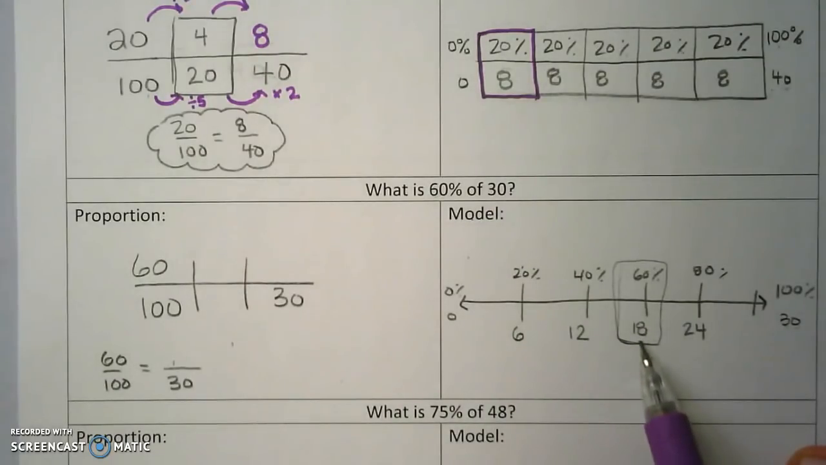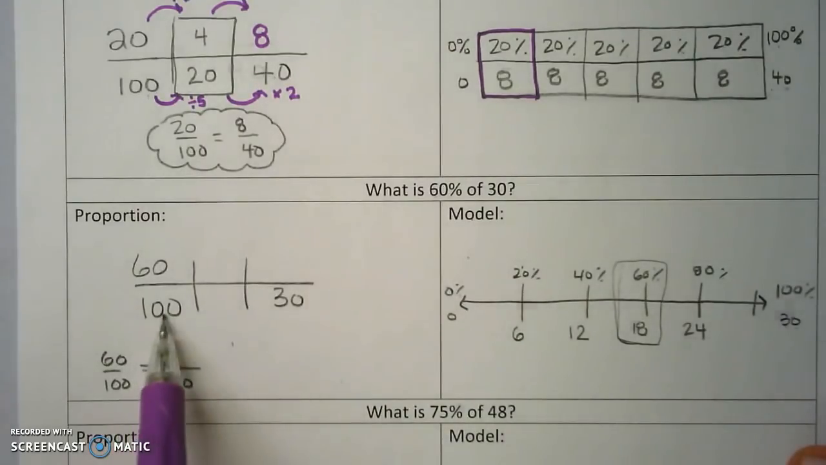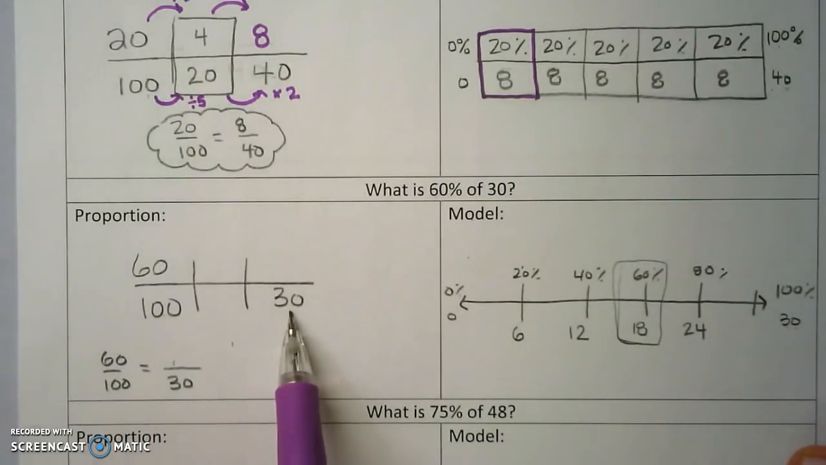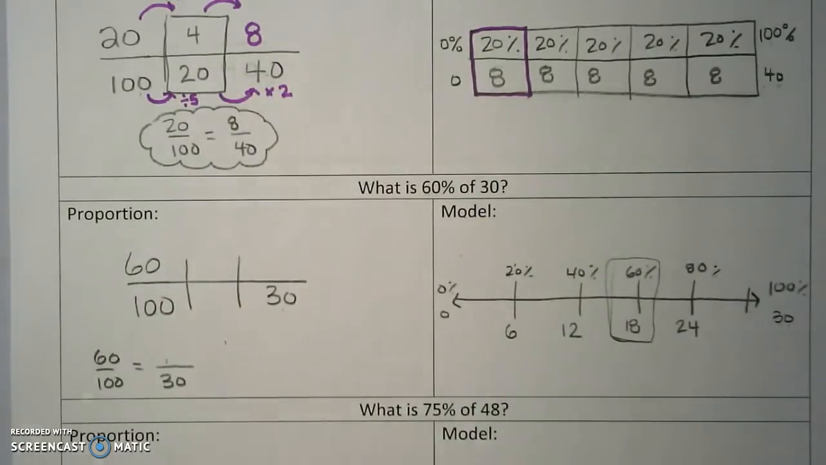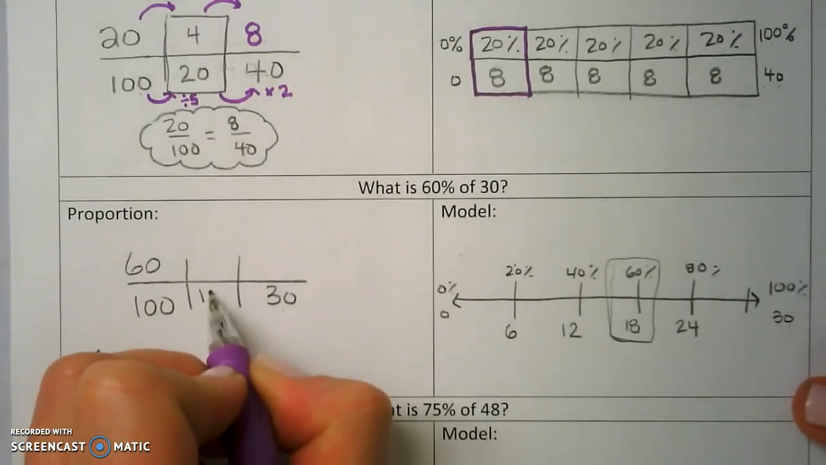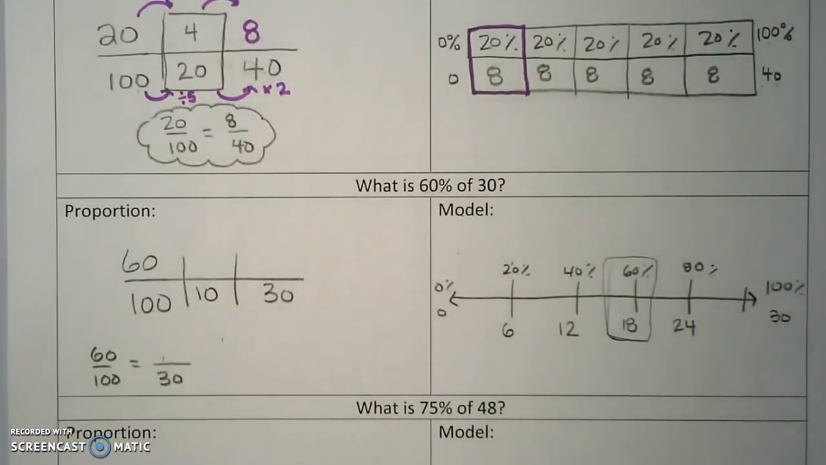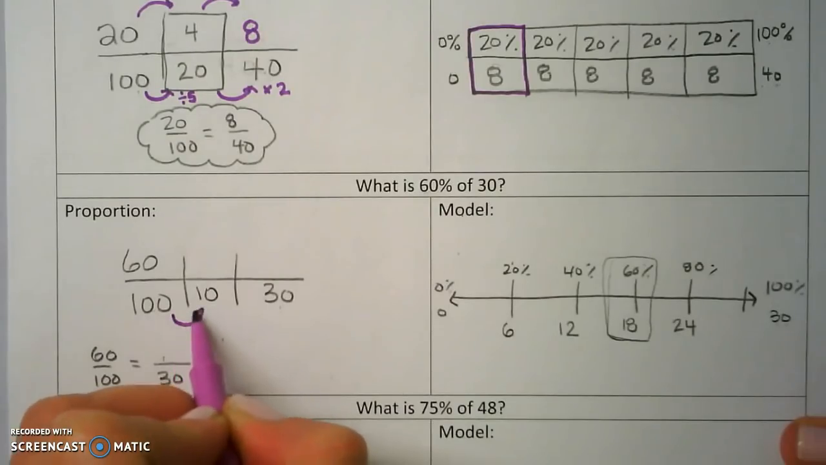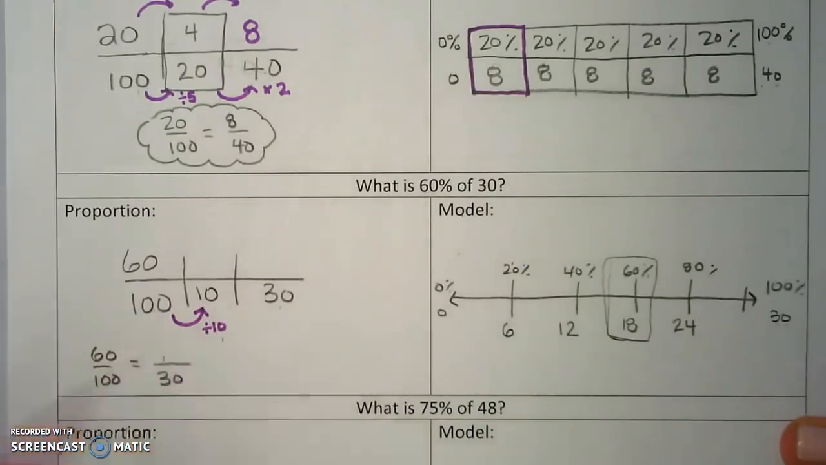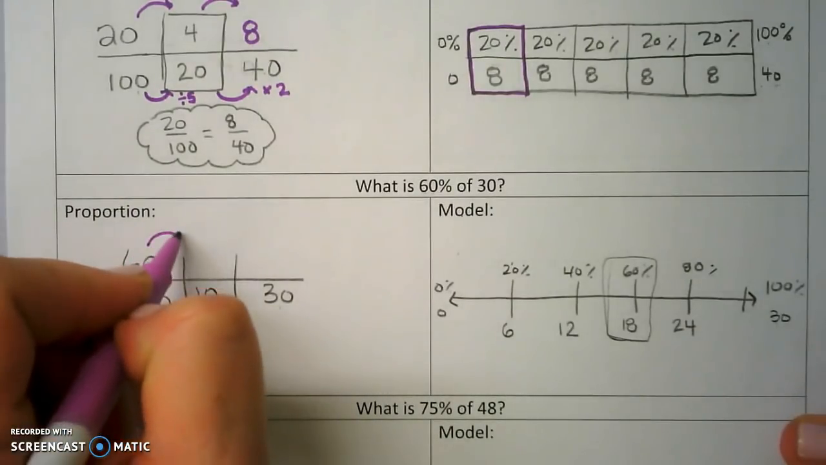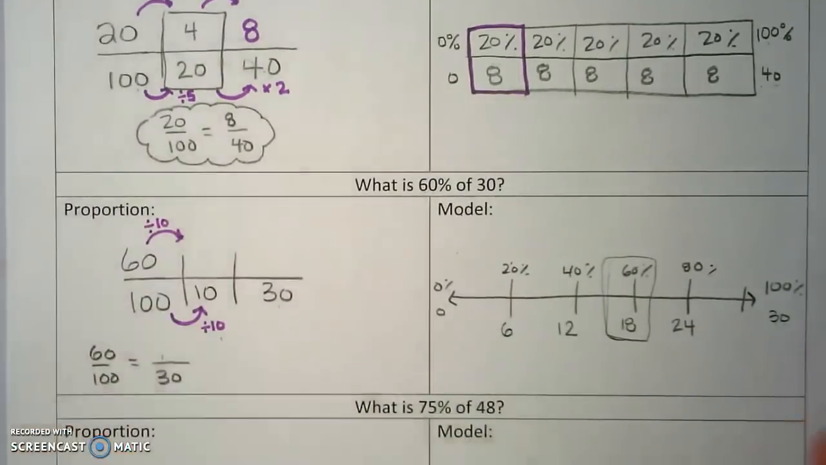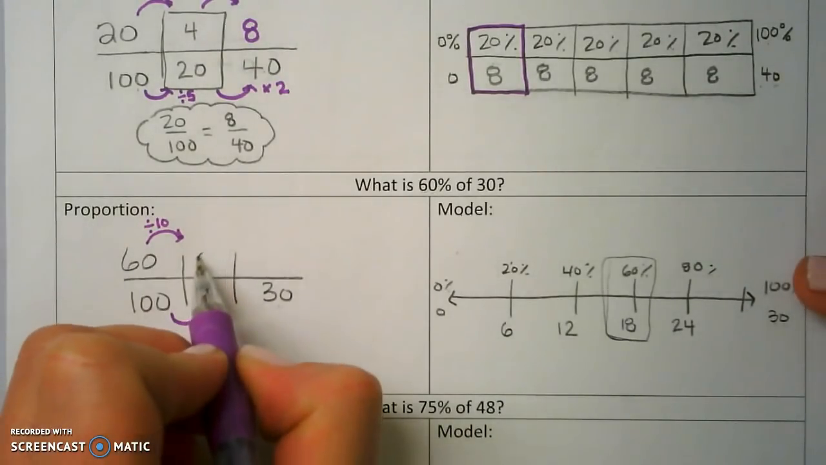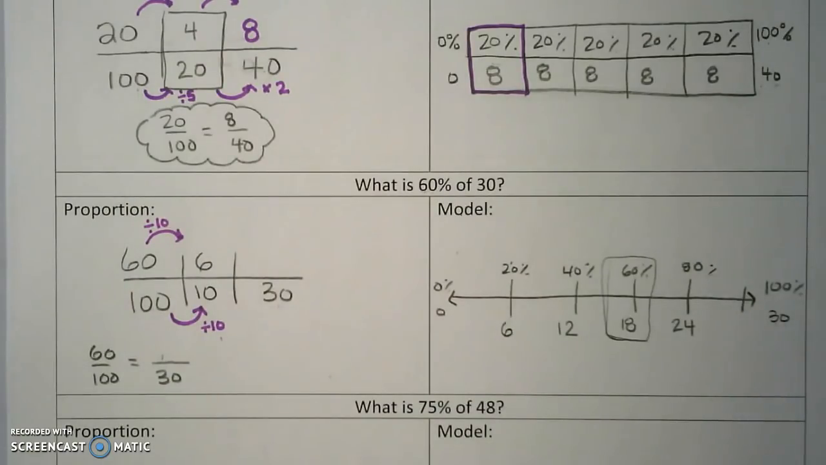Now I know from doing this right here the number's going to be 18, but let's prove it with the math. So if I'm looking here at 100 and 30, I know a number that's going to play very nicely with both of them, because their greatest common factor is 10. Well, if I'm going from 100 to 10, I had to divide by 10. So for you to keep those ratios equivalent, you need to divide the top number by 10 as well. And in this case, the top number is 60, and 60 divided by 10 is 6.